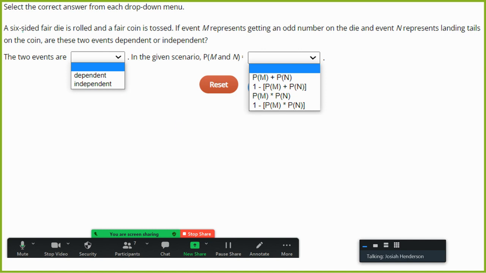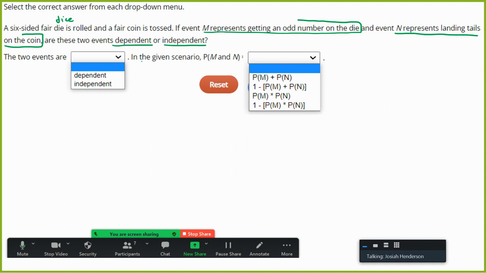All right, I'm going to read it. A 6-sided fair die, a dice, is rolled and a fair coin is tossed. So a 2-sided coin, and a 6-sided dice. If event M represents getting an odd number on the dice, and event N represents landing tails on the coin, so there's our 2 events. Are these 2 events dependent or independent?